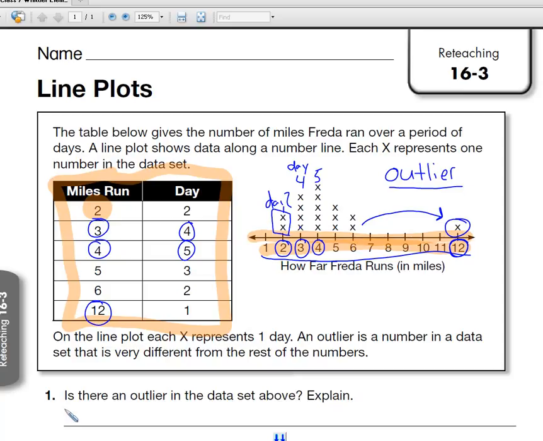So for number 1 here, it says, is there an outlier in the data set above? Explain. And that would be yes. And that would be, it's 12 miles. And 12 miles is much different than the 2, 3, 4, 5, and 6 miles. So it's called an outlier.